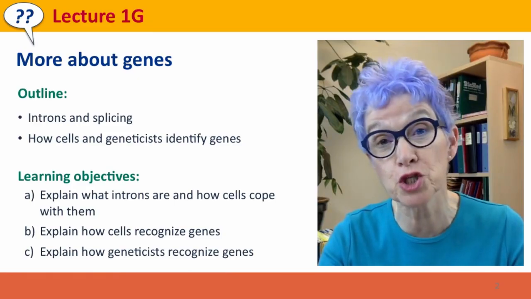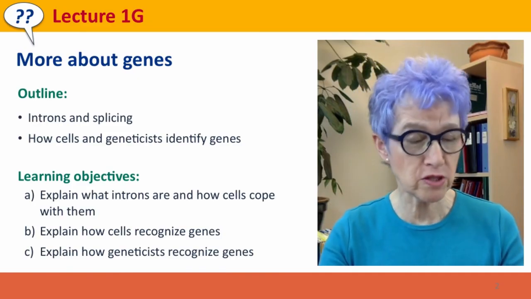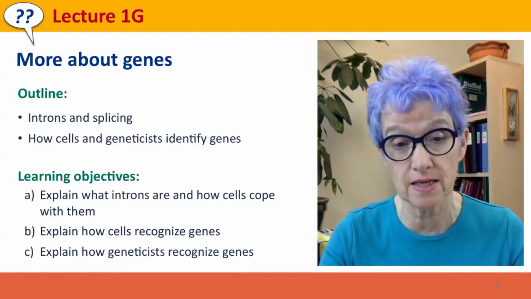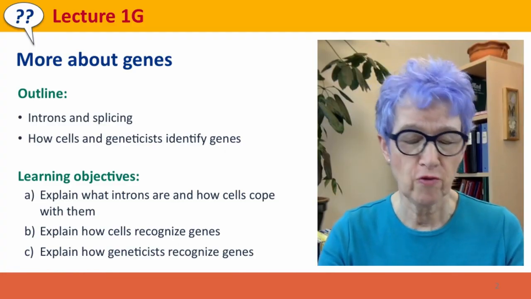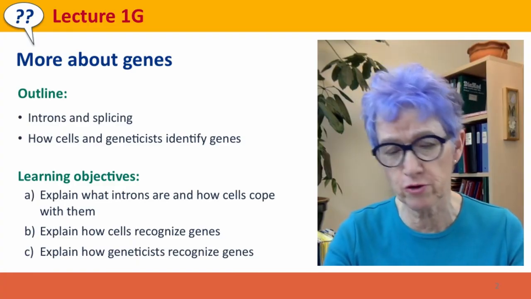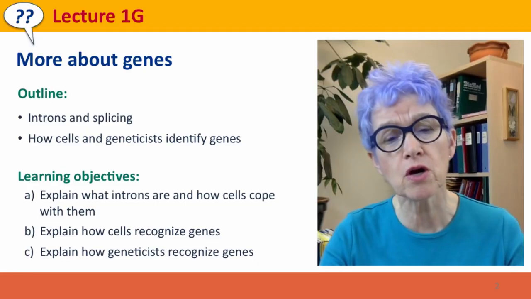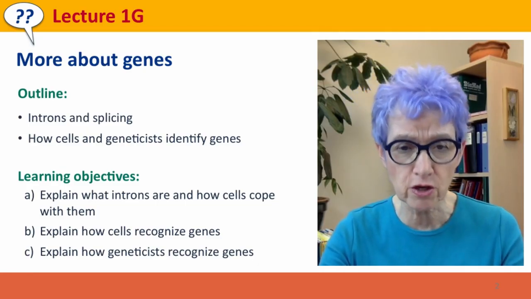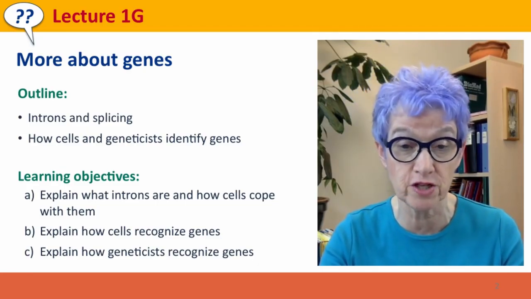This is lecture 1G, where we're talking more about some features of genes that we haven't discussed yet. In particular, we'll talk about the very peculiar phenomenon of introns and splicing, and we'll talk about how cells, and particularly how geneticists identify genes.